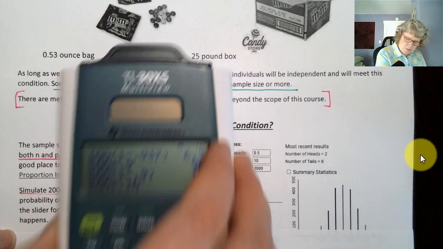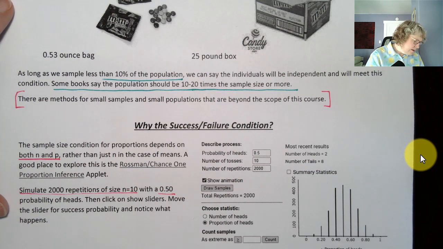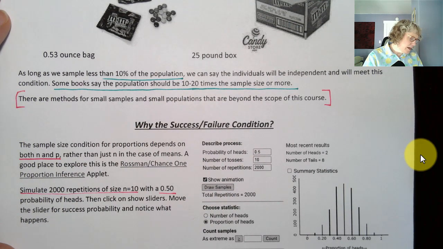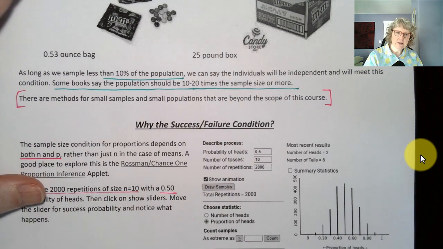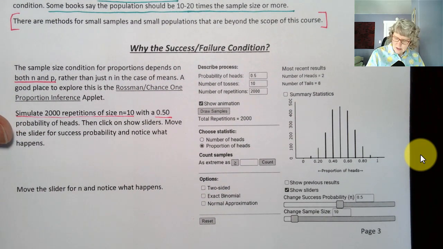Let me just make sure I've covered everything on the notes page here. I might want to write some of this stuff down. So we clicked on, I can't say that, show sliders. We moved the slider for success probability. We noticed what happened. And then we moved the slider for n and noticed what happened. And here's a screenshot on the right. Okay, so let me write down a couple of those tests that I did.